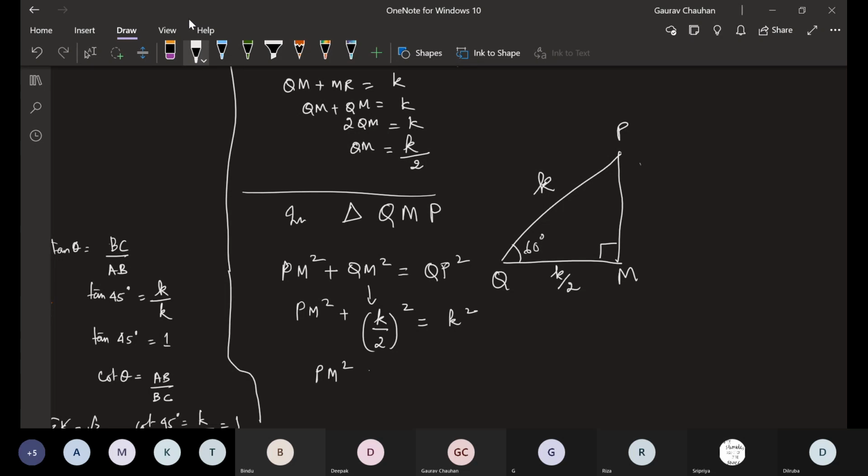Sir, K square by 2 square. K square by 2 square. Instead of K square by 2 square, I'm directly writing 4. Okay. Yes, sir. Is equal to K square. Very good. Yes. G, what will I do next?